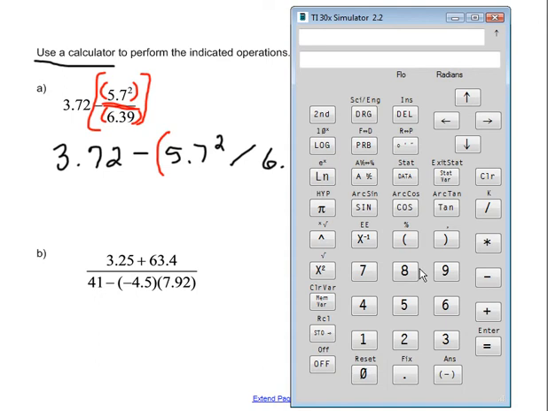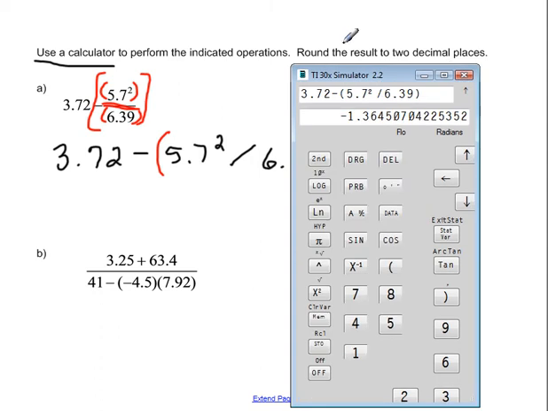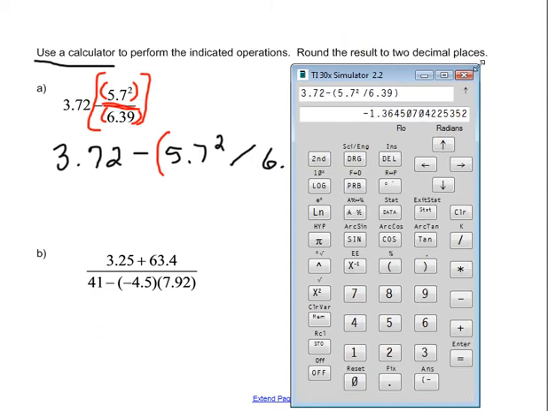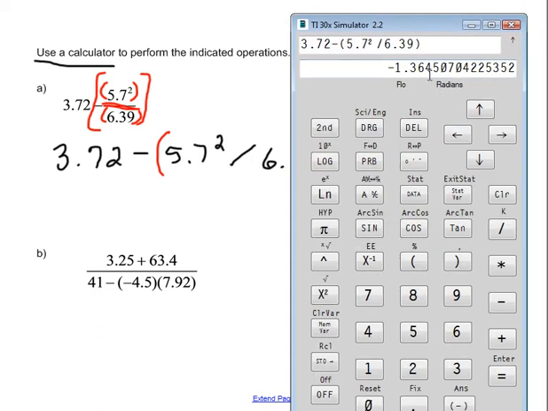So let me just pull this up and let's work this one through. So 3.72, from that we're going to subtract, and I said I'm going to use parentheses here, 5.7, and we're going to square that, and that's going to be divided by 6.39. Because I opened the parentheses, I want to be sure that I close the parentheses, and when I enter that in, I get negative 1.364507, and it goes on and on and on, but gratefully they told me to round to 2 decimal places. And so let's go ahead, do that rounding.